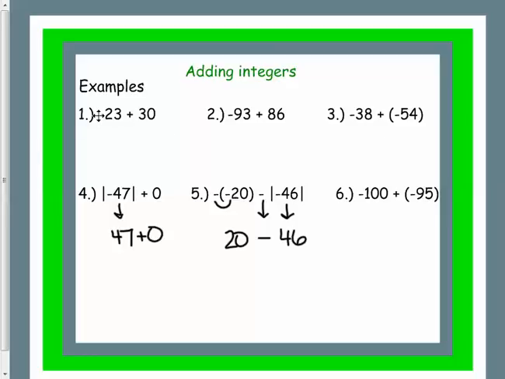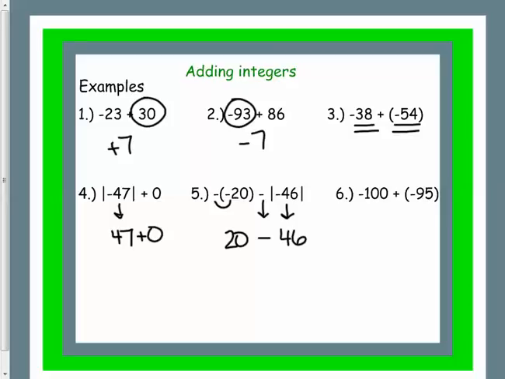All right, here we go. Negative 23 plus 30. Different signs, so we subtract. We take the sign of the greater, so subtract 23 from 30, and we get a positive 7 because 30 is the greater absolute value and he's positive. 93 negatives plus 86 positives. So negative 93 plus 86, take 86 away from 93, and we get 7. And since 93 has the greater absolute value and he's negative, the whole answer is negative.